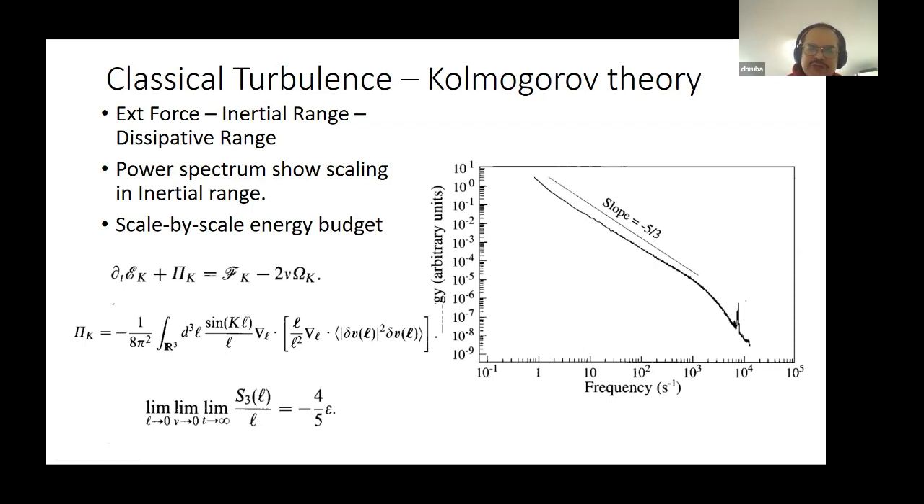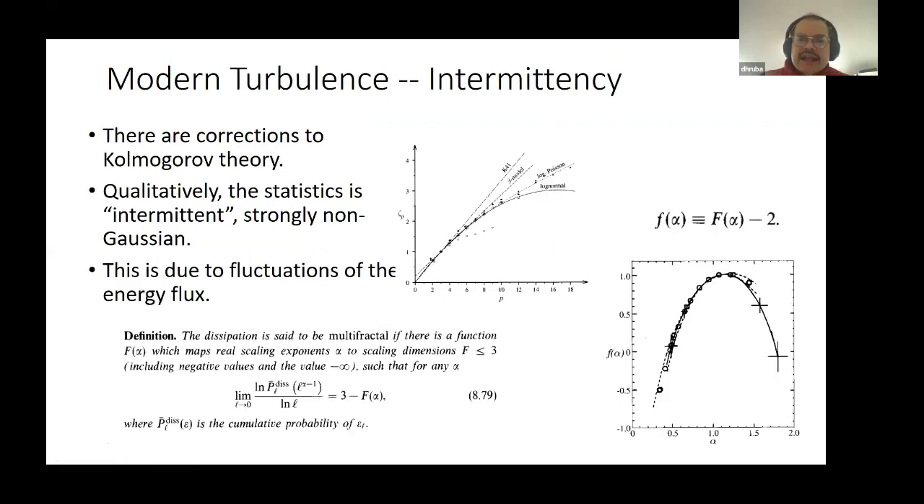Now, if you assume that the system shows simple scaling, then that means that the velocity differences scale as L to the power 1/3, and the energy in Fourier space goes as k to the minus 5/3. So this is the Kolmogorov picture, the classical turbulence, the traditional picture. But this picture is limited. There is more to the problem, and that brings us to modern turbulence.